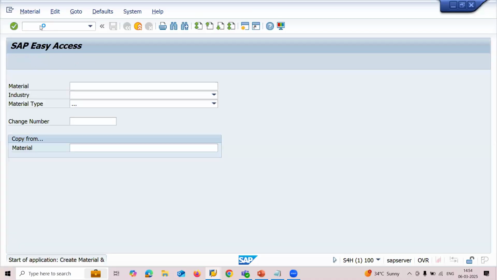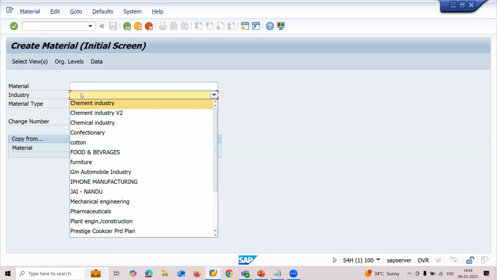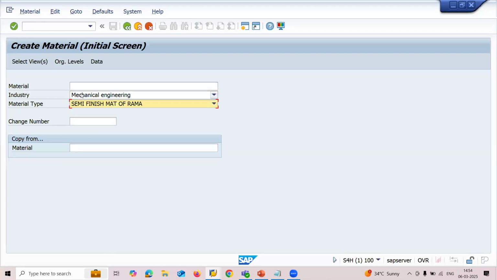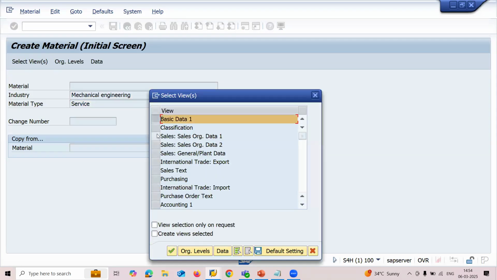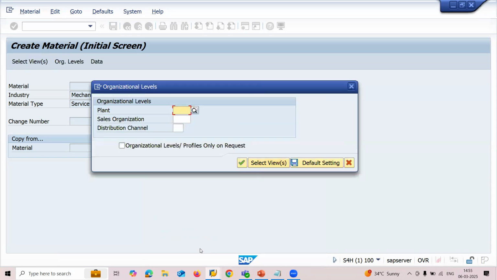MM01, mechanical engineering, material type is service, press enter. Basic data one, sales and purchasing, accounting. Sales organization data one, sales organization data two, general plant data, purchasing and accounting. Organization levels: plant, storage location, sales organization, distribution channel.